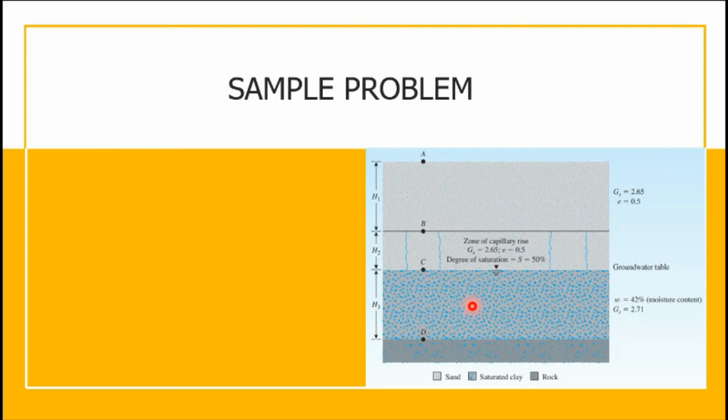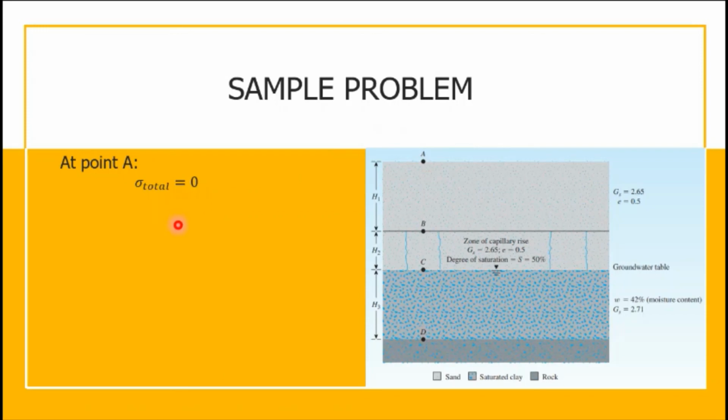So, let's solve our effective stresses. At point A, if we solve for the total stress, what is the total stress? The total stress will be equal to 0 because there is no soil or water above point A. So the total stress will be equal to 0.